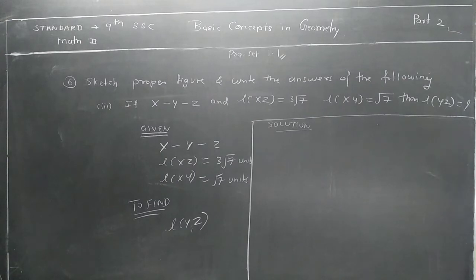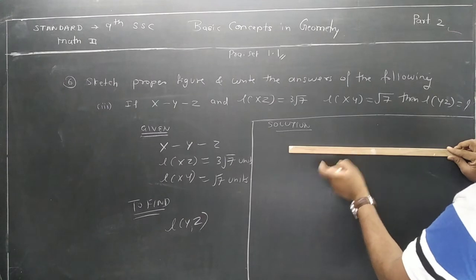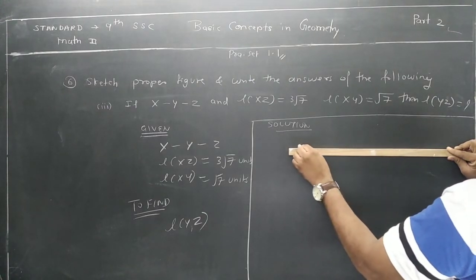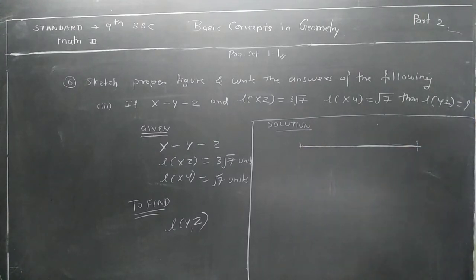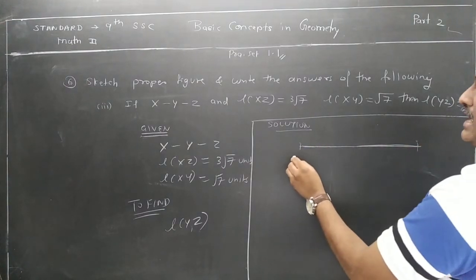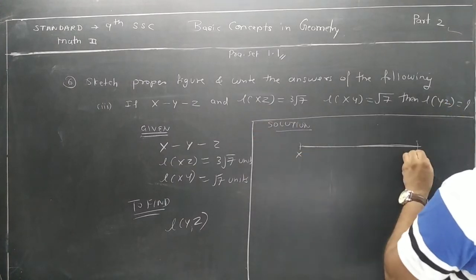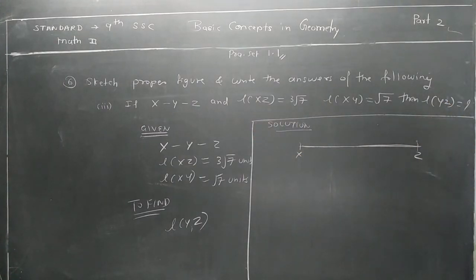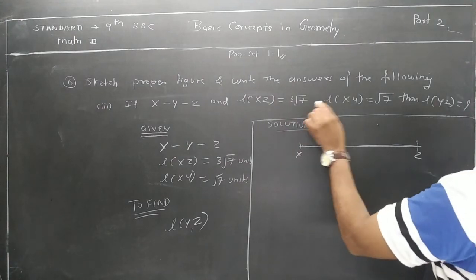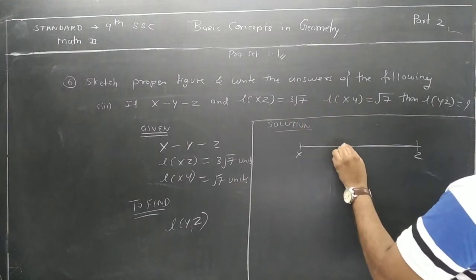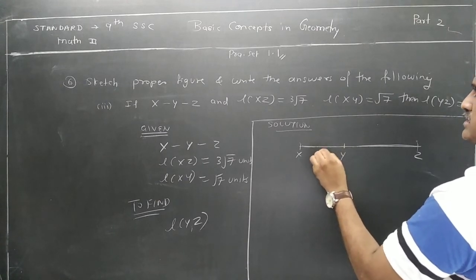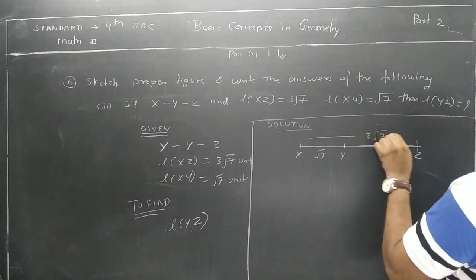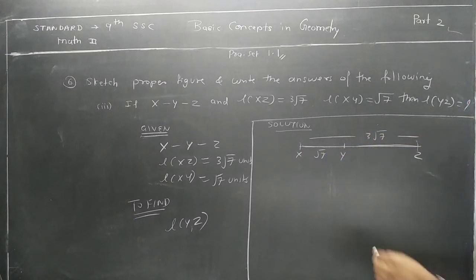So for this question again, X, Y, Z are there. So what I will do, I will draw a figure, okay, and XZ is there. So XZ is the largest, and this XY is √7. If √7 and 3√7, then this will be a little bit smaller. Don't take much tension. This will be √7. This is 3√7. So how we are going to write now?